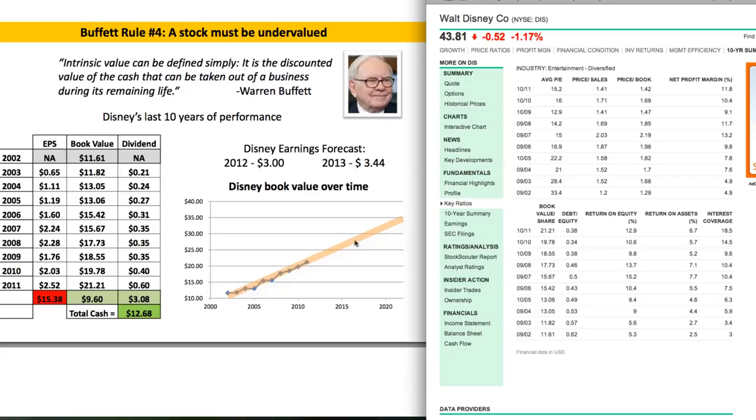Okay, so for Disney, I think we can generally assess that if we were going to drop a line on here and look at that slope, you could tell that Disney is probably going to be around the $35 range, $30 range in their book value by the year 2022.